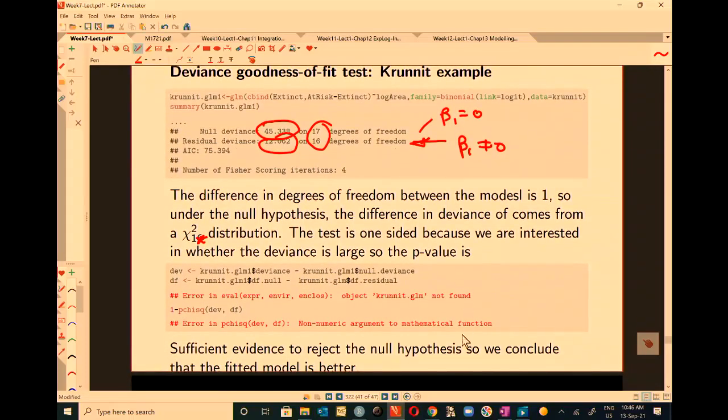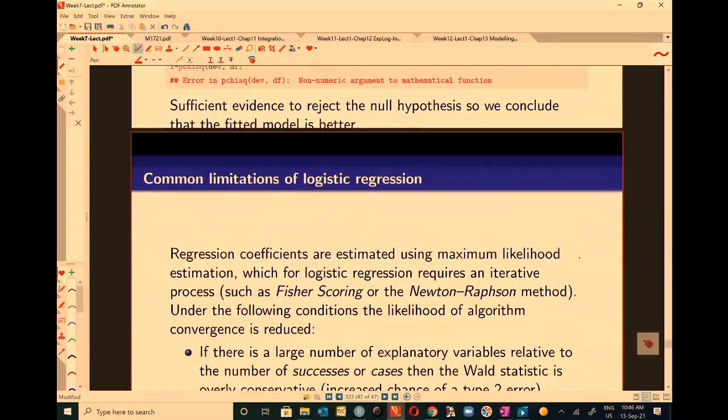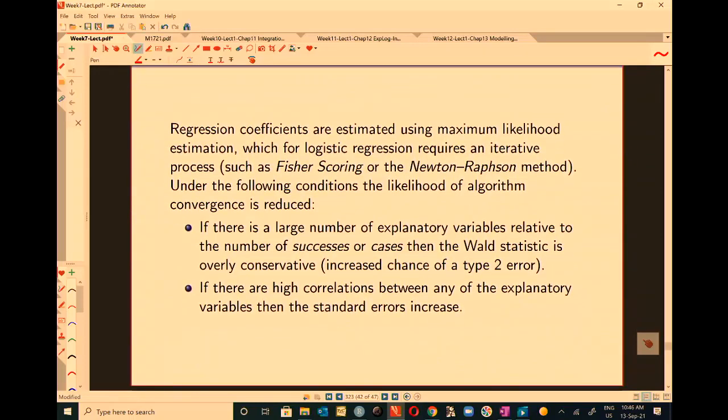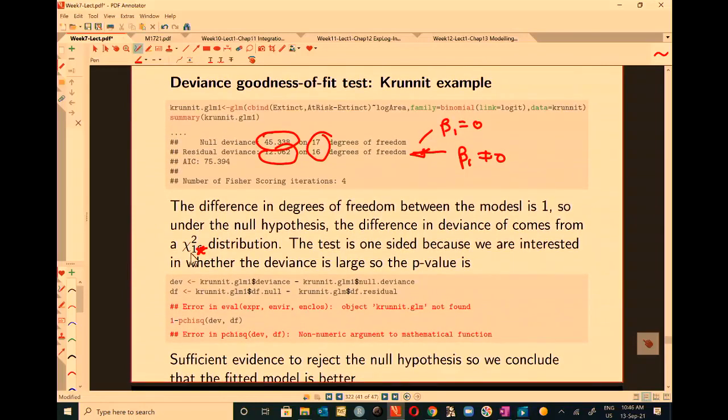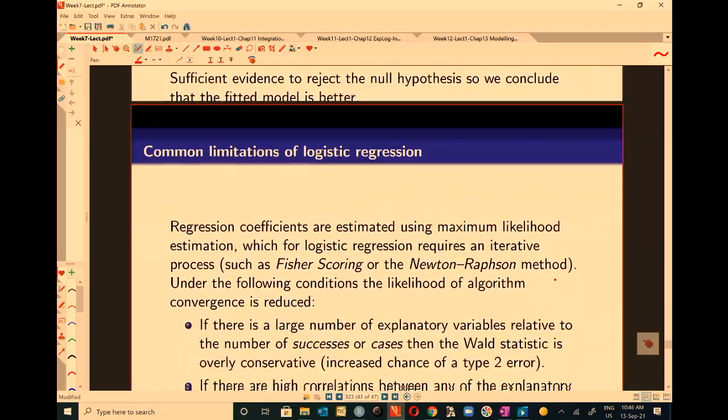I'm sorry, the code has failed me, but I'll look at this again. So the idea here is that the difference in the two residual deviances would be what I'm looking at, and the distribution of the difference is a chi-squared 1, where 1 is the difference in the degrees of freedom between those two particular models. I can do the test directly here.